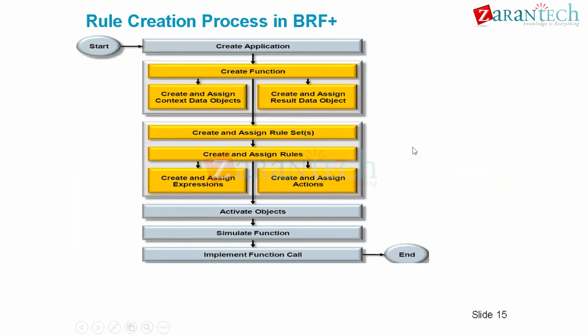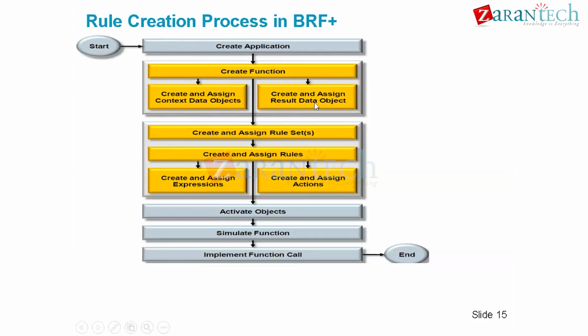When we, as a technical or functional person, create a BRF Plus application, this is the architecture that we need to follow. We have to start with the application. The system will generate a function for you. In create, assign context and result. Context means input, and result means output.